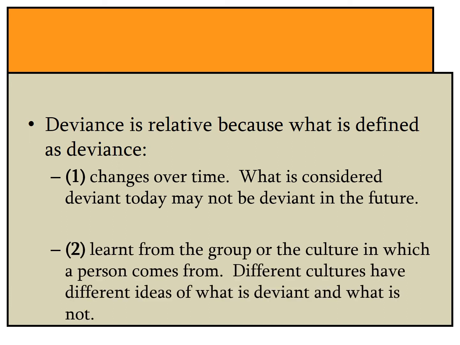The other aspect of deviance being relative is that what is defined as deviant is actually learned from the group or the culture in which you come from. And remember, as we spoke about in chapter 3, different cultures have different belief systems. They have different ideas, different values and norms. And so different cultures have different ideas of what is right or wrong. And so what is wrong in one society may not be considered wrong in another society. And so deviance is learned from the group or the culture in which you come from. So this is what we mean when we say deviance is relative. It changes over time, and it's learned. What is defined as deviant is actually learned from the group or the culture you come from.